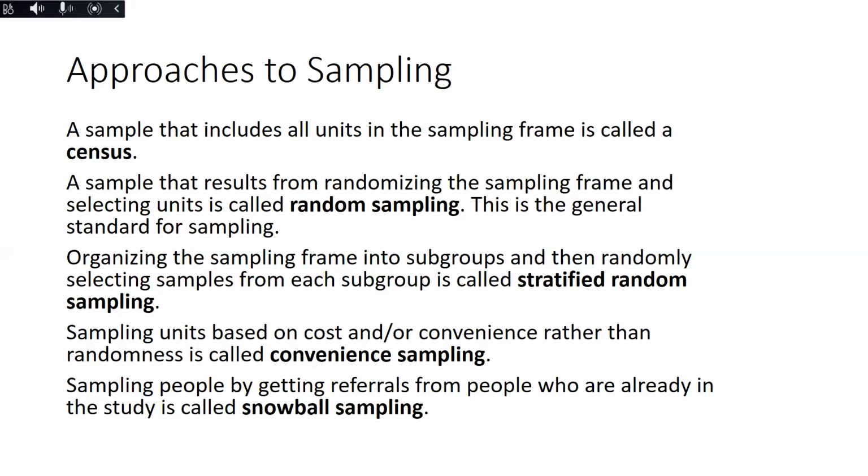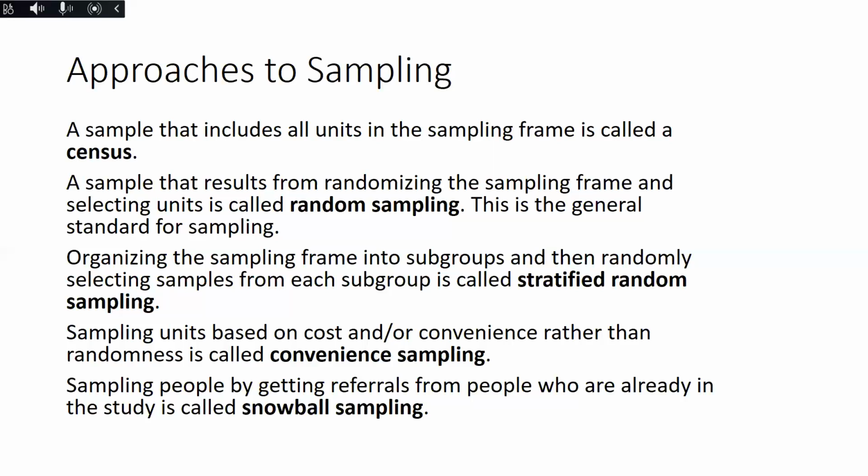And then there's another one that I'm going to toss in here. It's not on the slide, but purposive sampling is where you go out and you intentionally sample certain people. So it's systematic, but it's not random and it's not stratified random. So those are a couple of different methodologies that you might use.